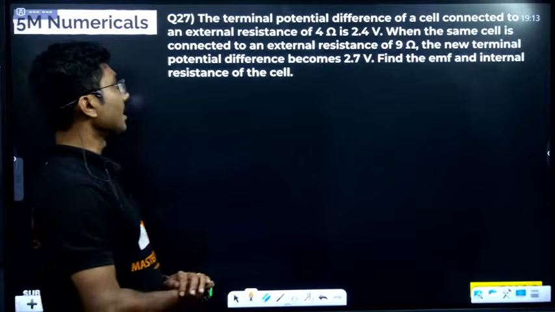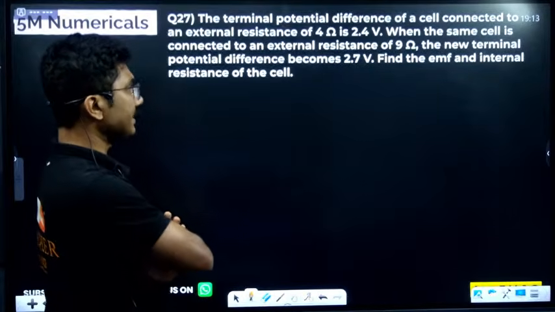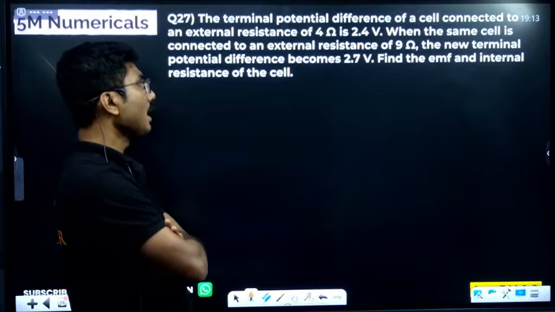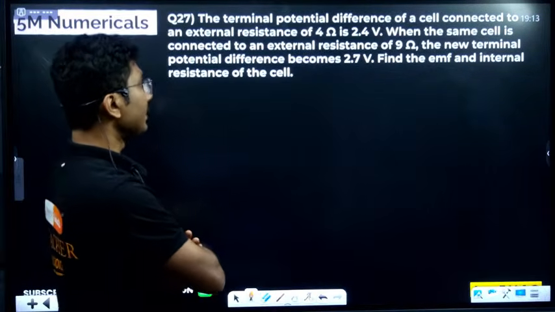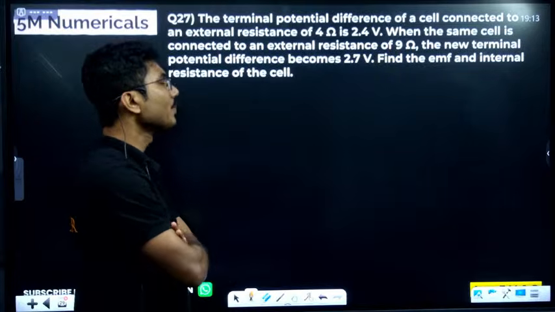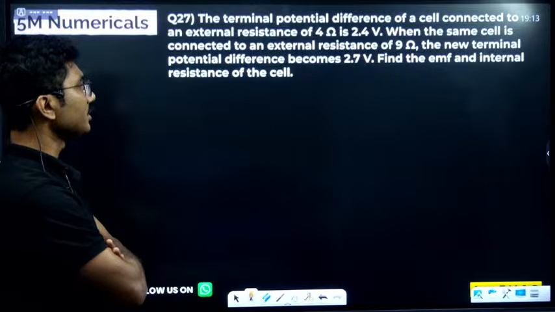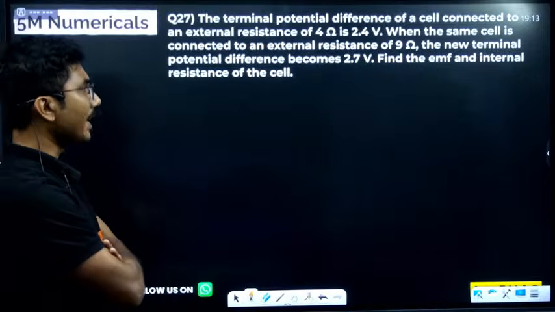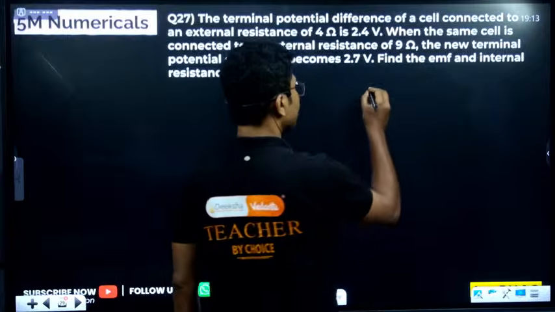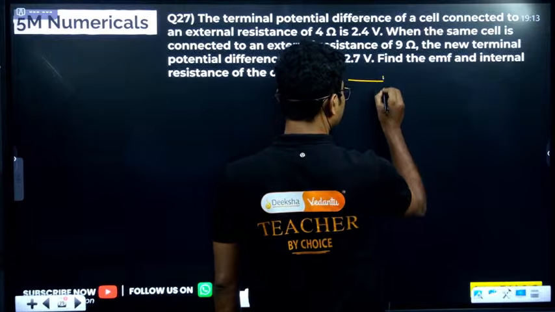Next, the terminal potential difference of a cell connected to an external resistance of 4 ohm is 2.4 volt. When the same cell is connected to an external resistance of 9 ohm, the new terminal potential difference becomes 2.7 volt. Find the EMF and internal resistance of the cell. This is a previous year paper question.